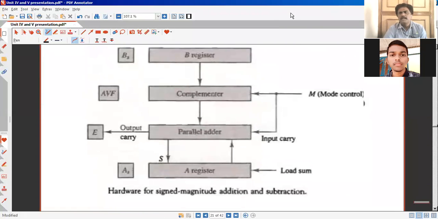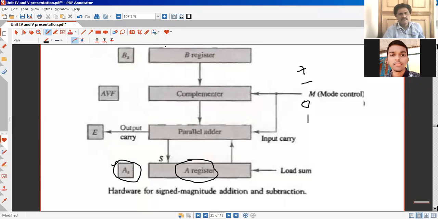So this is a simple hardware implementation of the addition and subtraction algorithm. This mode M says whether I'm going to do addition or subtraction. Let 0 mean addition, 1 mean subtraction. We have already seen that for addition, I will take the A value in the A register and the sign of that in AS, the sign of A.